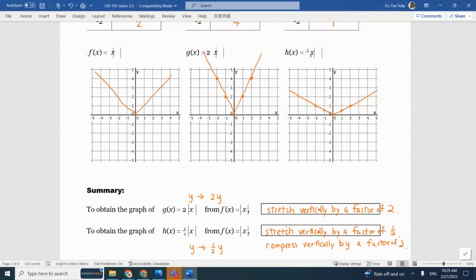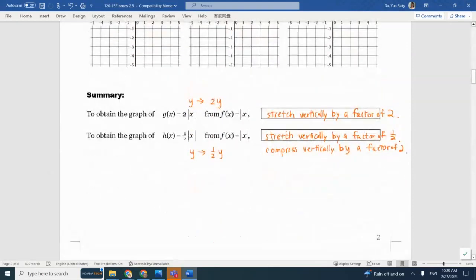You see the difference? You stretch vertically but by 1/2. Or you say you compress vertically by a factor of 2. But be careful, don't say compress vertically by a factor of 1/2. That's not correct. Okay? So I would say, just to make things simple, just say stretch vertically. If it's by 2, then you actually stretch it. If it's 1/2, then it's like compressing. Good. So this is vertical stretch and compress.